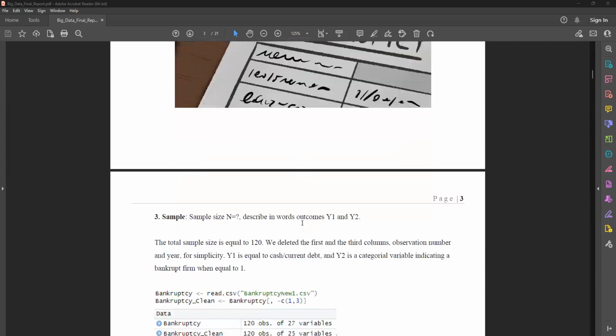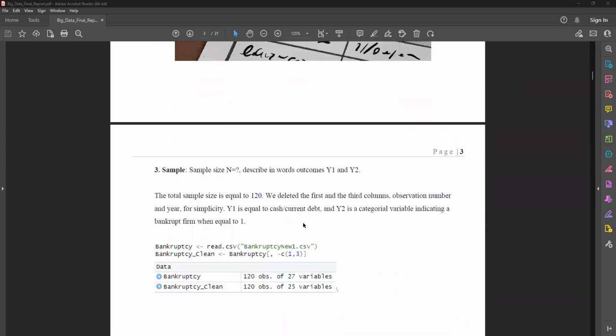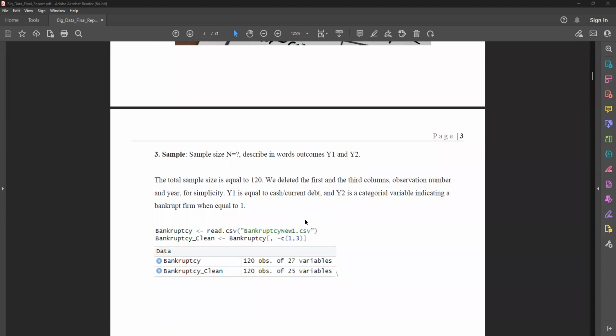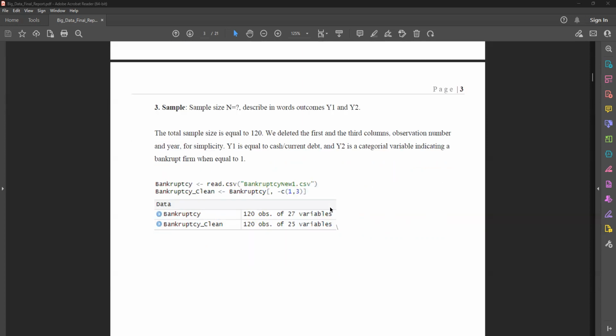So moving on to the description of the data sample. Like I said, we're working with a total number of 120 variables. And we deleted the first and the third columns, which are the observation number and year for simplicity. Y1 is equal to cash over current debt ratio, and Y2 is a categorical variable indicating a bankrupt firm when it's equal to 1.